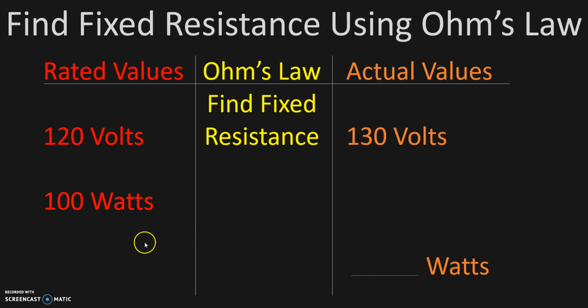So because of that, when we do these calculations, we're going to use all values that were either rated values or all the values that were actual values. The only value that's allowed to sort of cross this bridge and go in both columns, the rated or the actual column, is your resistance. Okay, and let's run through this, and I think that'll make a little more sense.